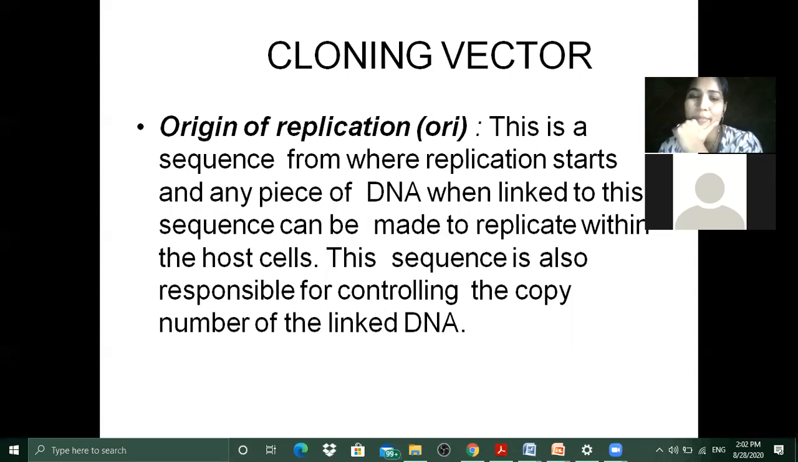The most common example. EcoRI and PstI, right? Yes, yes, yes.